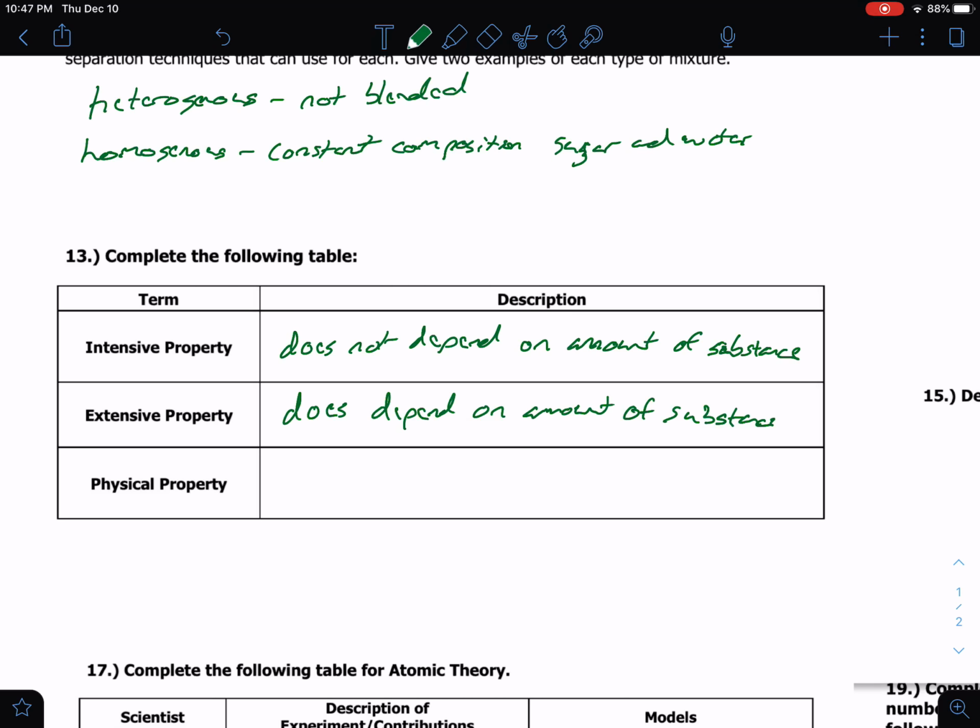So we're going to go on to physical property. A physical property is just a property which can be measured without altering the actual material. So it can be observed without altering the substance.